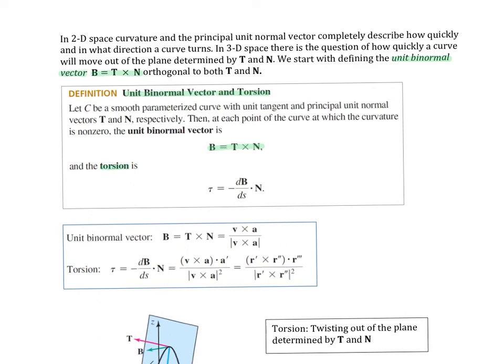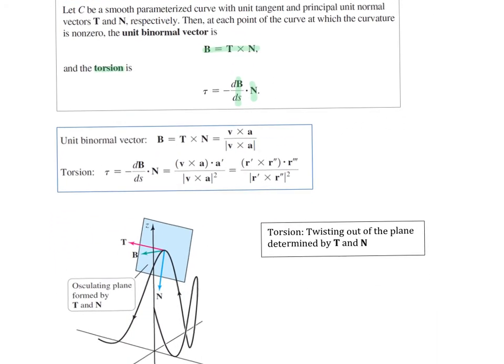But to compute torsion, and remember, torsion is similar to curvature in that it's not a vector, it's a measurement. Okay? So to compute torsion, it's going to be the negative derivative of the binormal vector with respect to arc length dotted with your normal vector. Again, that's going to be a very difficult formula to use. Okay? And also remember that torsion is not a vector. Similar to curvature, it's just a measurement. So we do have some alternate formulas.